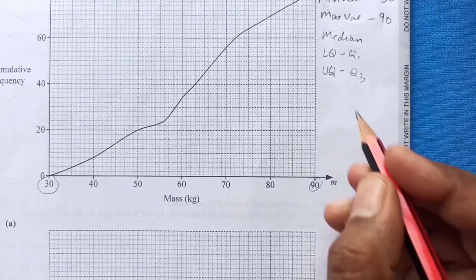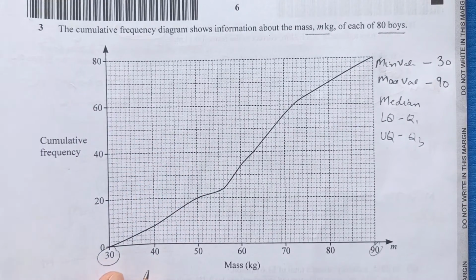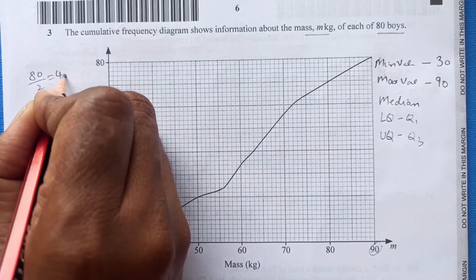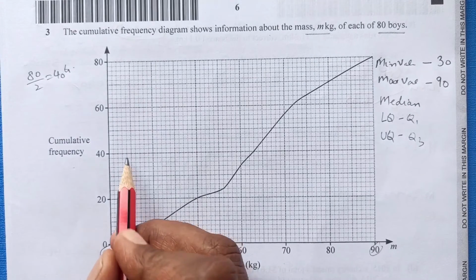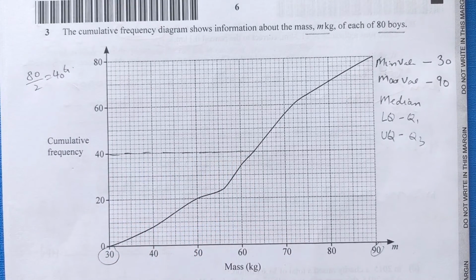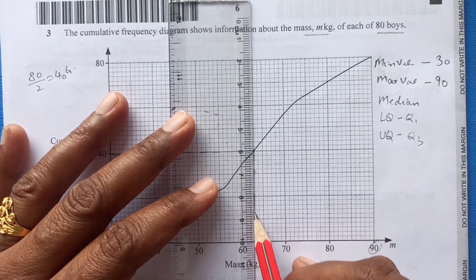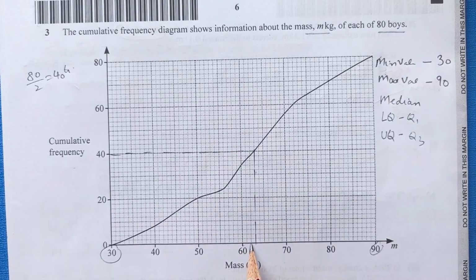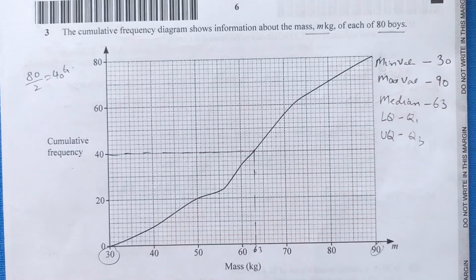Now the median. So to find out the median, here the total of the frequency is 80. So half of 80, it is 40. So we are looking for the 40th value. So 40 is here. So we will go along this line. Let me use the ruler for that. So when you go down here, we have this value here. So if you see, this one is 60 and 70. So this is 61, 62, 63. So median is 63. So we got median.